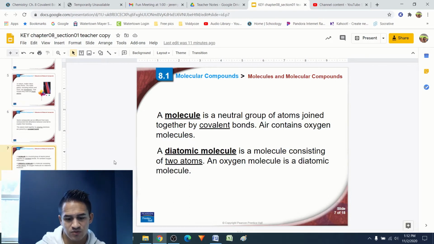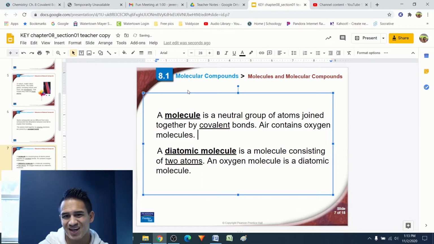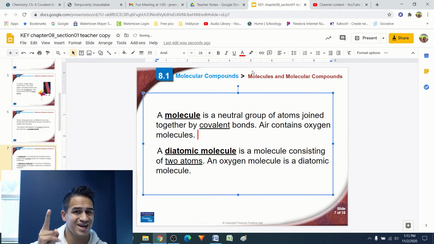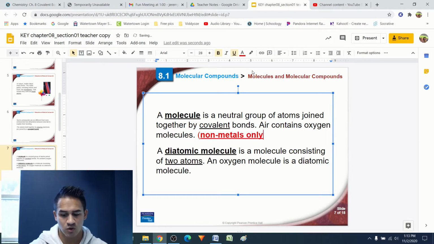Anything that is bonded together with covalent or molecular bonds we call a molecule. Air, for example, contains oxygen, which is a molecule because there are two oxygen atoms bonded together by covalent bonds. Water is a molecule. It is an oxygen atom and two hydrogen atoms, bonded together by covalent bonds. The key thing to note in this chapter is the types of elements we're going to be dealing with. In the previous chapter with ionic compounds, we were dealing with metals and nonmetals. But in this chapter, the elements we're going to be dealing with are nonmetals only. This is a very important thing to understand.